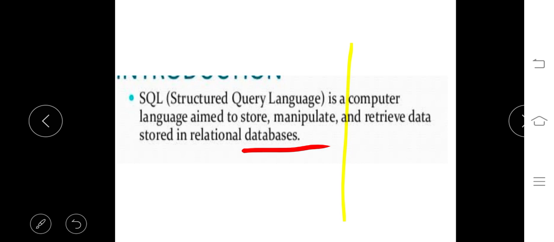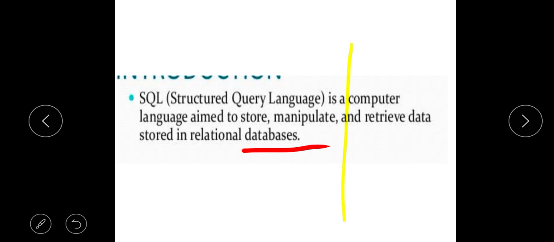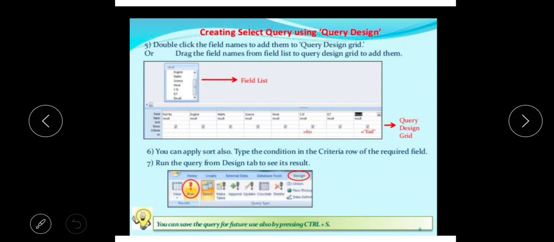This is query language. It is a computer language aimed to store, manipulate and retrieve data stored in relational databases. Now quickly, let us see all the important points. A query is a database object that helps us to retrieve and view information from one or more database tables that meet a specific condition or criterion which you define.